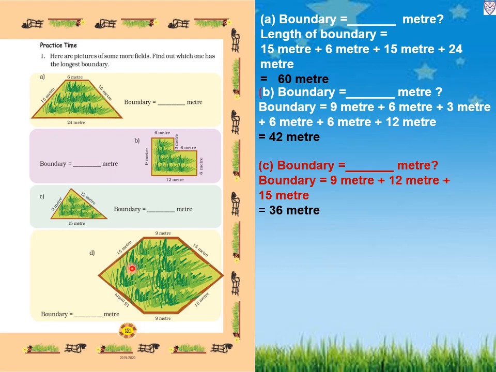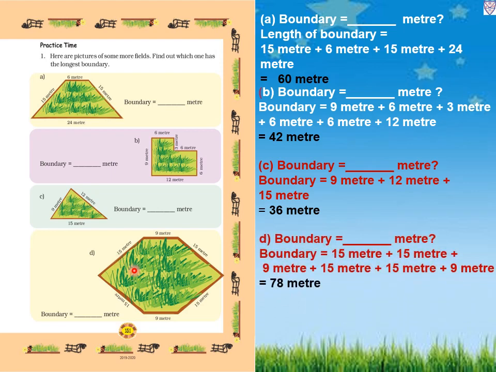Now D. So we will add 15 meter plus 9 meter plus 15 meter plus 15 meter plus 9 meter. So 15 meter plus 15 meter, that is 30 meter. 30 plus 9, 39. 39 plus 15, 54 meter. 54 plus 15, 69. And 69 plus 9, that is 78 meter. So now which one has the longest boundary? So therefore field D has the longest boundary.